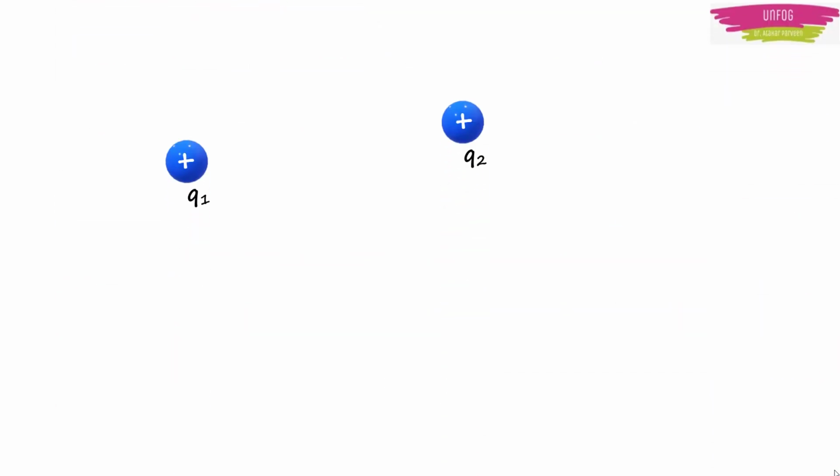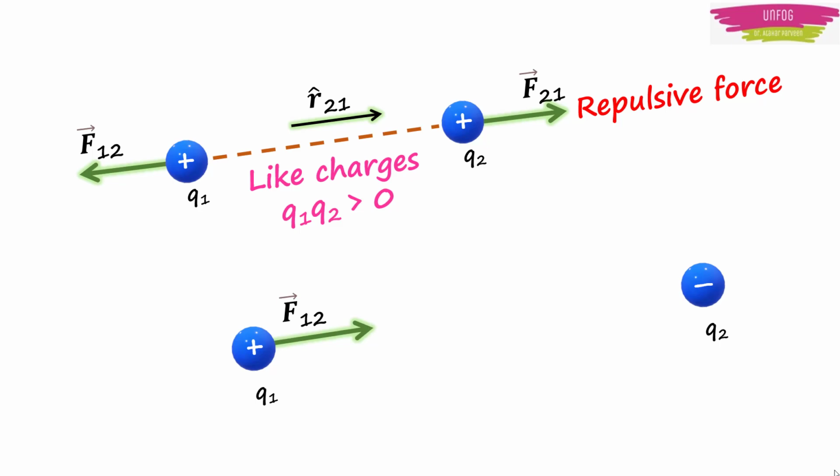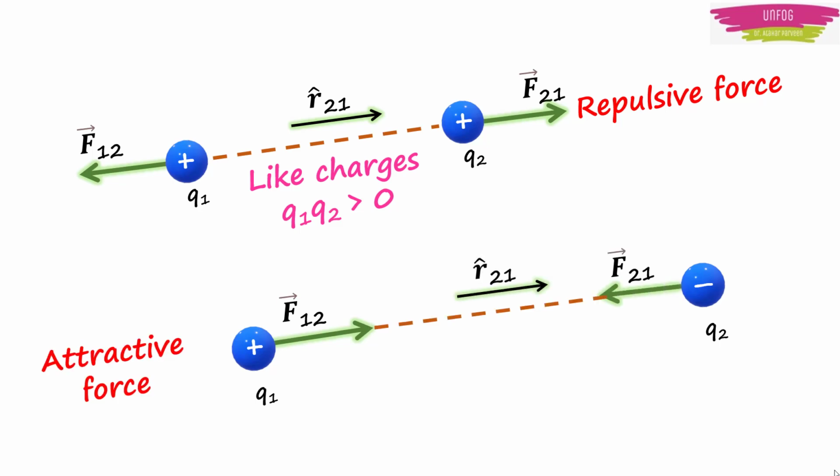We also should note that if charges are of same sign, the force is repulsive and product of the charges Q1 and Q2 is positive. That is, for like charges, Q1 into Q2 will be greater than 0. And for unlike charges, the force between the two charges is attractive. Therefore, the product of the charges Q1 into Q2 will be less than 0 and the force is negative.